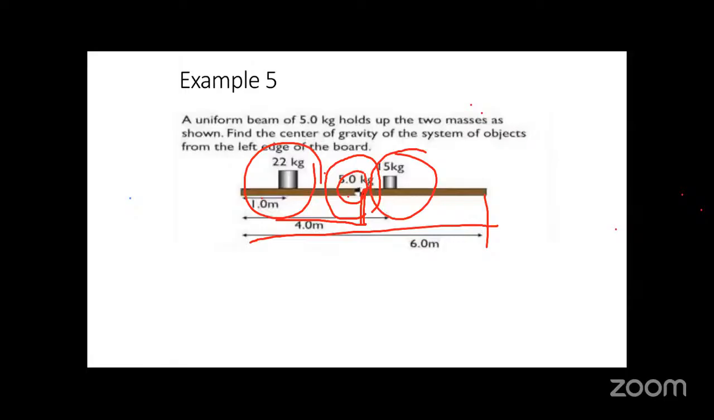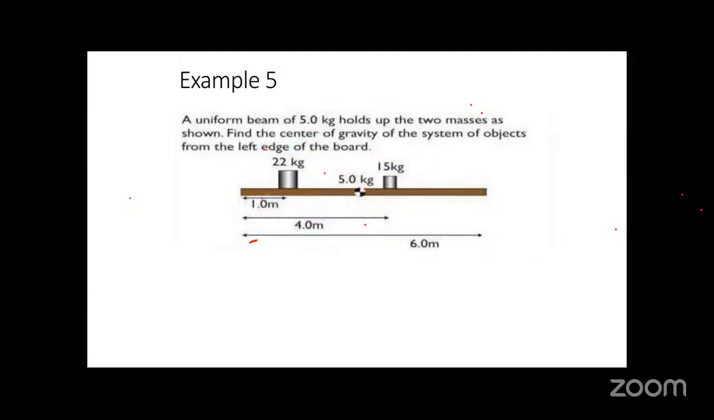So I said that X2 is 3, right? Yes, because the 5 kg is at the center of the beam. If you look at it, you will see that the 15 kg is at 4 meters from the origin, isn't it? Yes, sir. Then the 5 kg is at the center because they said a uniform beam of 5 kg, the beam weighs 5 kg itself. Remember center of mass, the center where the mass of the object concentrates. That is center of mass.